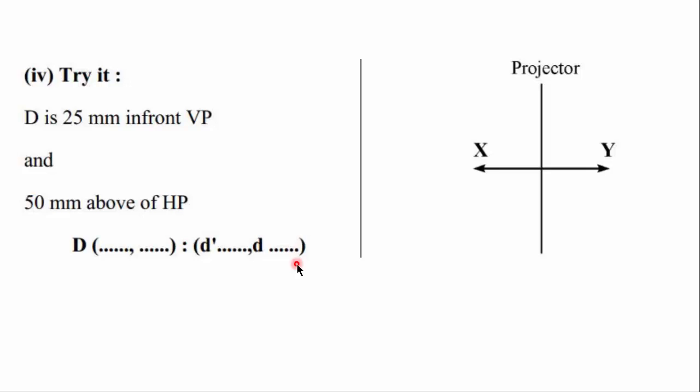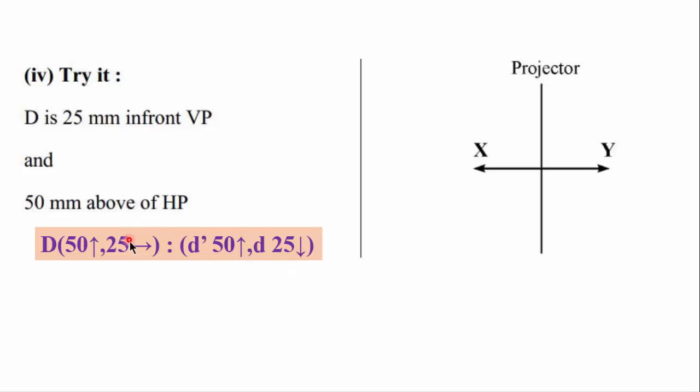Done? Check it. Look, first distance from HP 50 mm above, and then from VP 25 mm in front of. D dash 50 mm above, D plan 25 mm below. Producing here D dash 50 mm above, D plan 25 mm below.